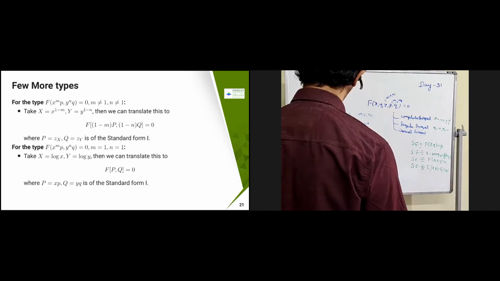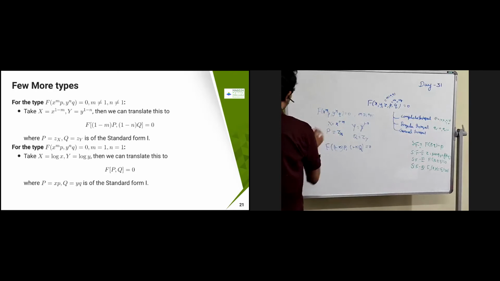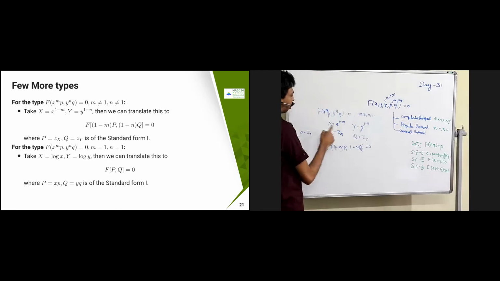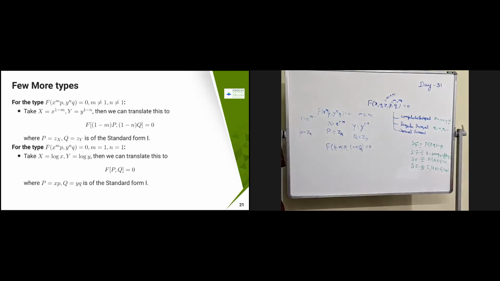P is going to be Z_x. Then you find what Z_x is going to be. Small p is nothing but z_x. So if I find x from this, x is going to become capital X power 1 over (1 minus m), that is, x power 1 plus m minus 1 is going to come. I'm just putting the reverse, that's all.